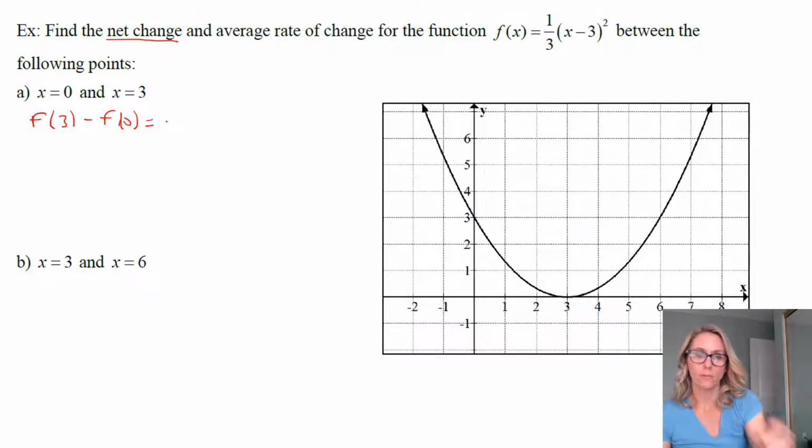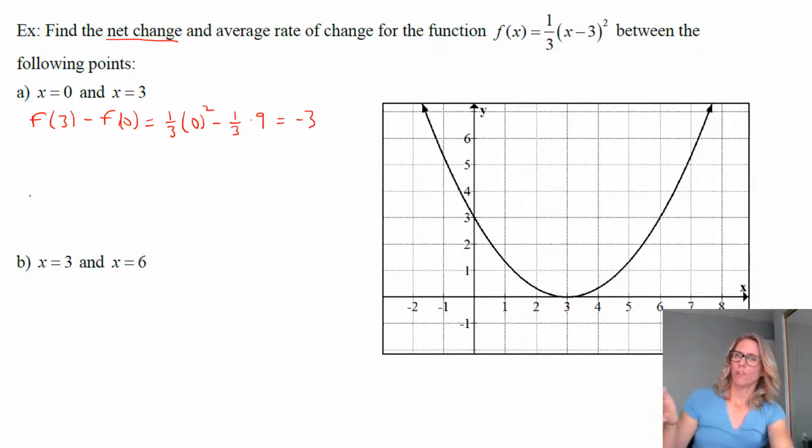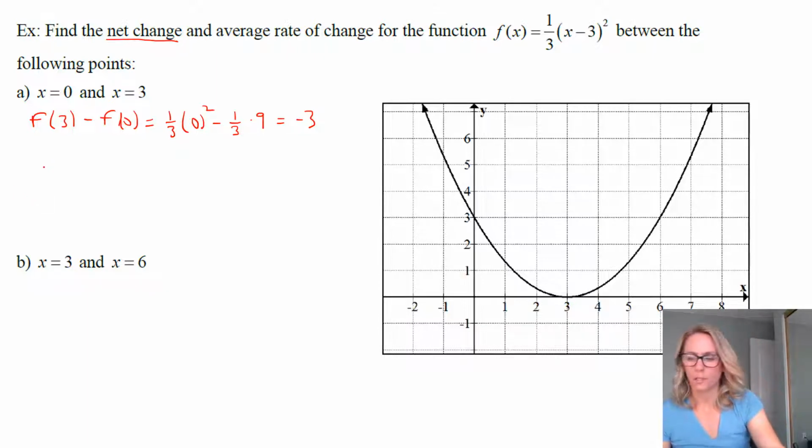So f of 3 minus f of 0, if you want to pause and go ahead and do that, you can. 1/3, and then 3 minus 3, that is 0 squared minus. And then if we put in 0, looks like I'm going to get times 9. And then that's going to just give me a negative 3. Okay. So we're talking about a function here, so the real world aspect is not as present as our last problem. So this is the net change.